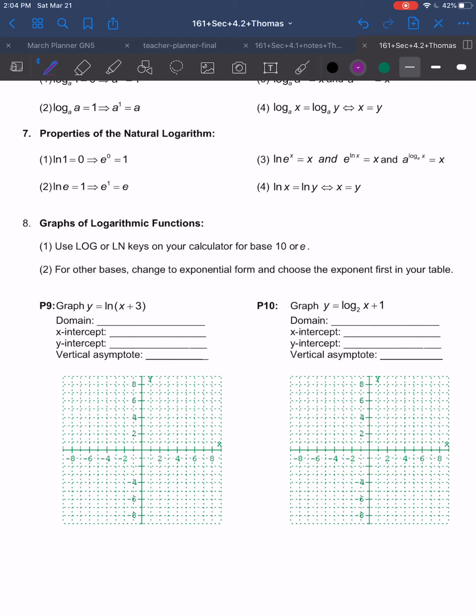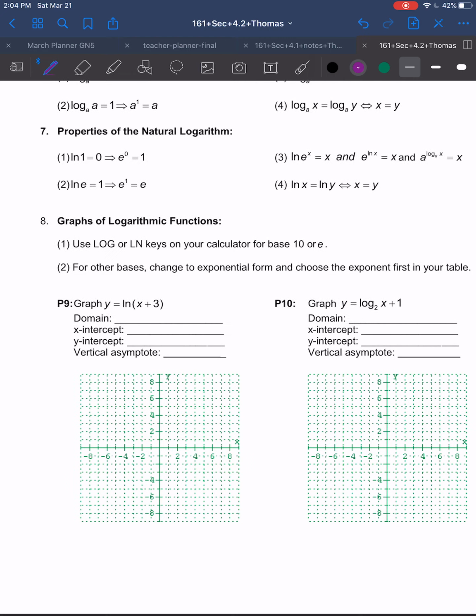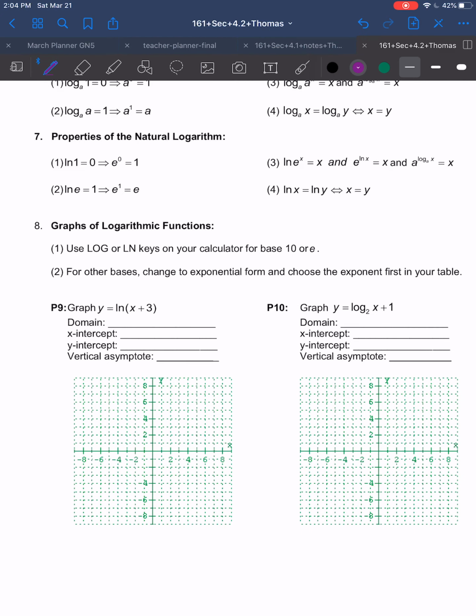So for other bases, we'll use the change to exponential form, and then we'll graph it that way. So remember when we talked about transformations, this means it's going to go left 3. So it's just going to look like the natural log of x, just left 3 units. So instead of our x-intercept being at 1, 0, just go 3 left. So that's going to be negative 2, 0.